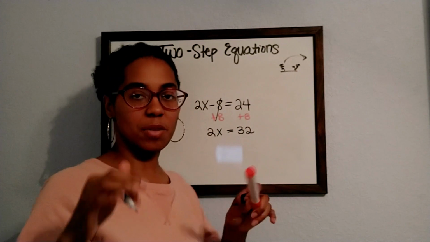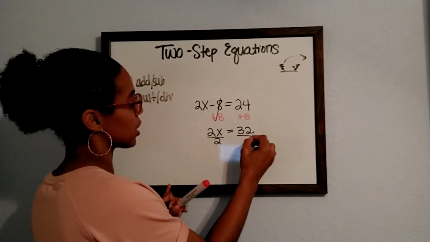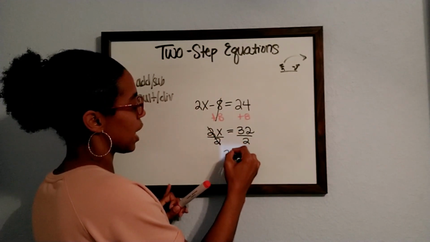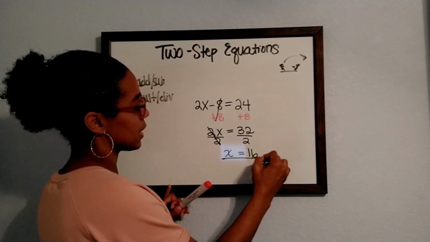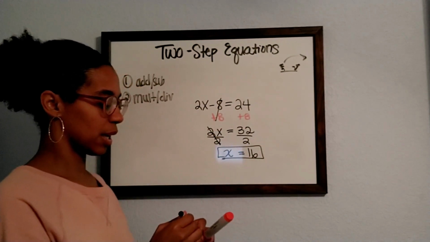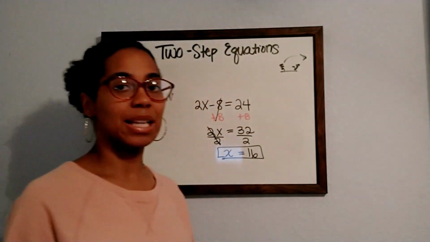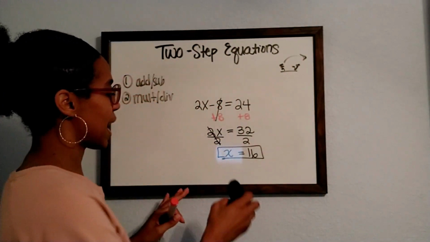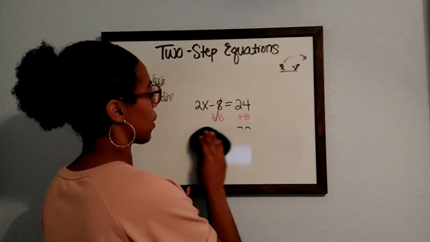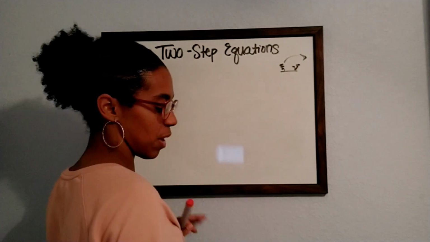Now, my last step is going to be to separate that multiplication. So I'm going to divide both sides by 2. This is going to reduce down to 1, and then x is going to be equal to 16. And you can definitely substitute that back in and make sure that you get the right answer, okay? So you just add or subtract any of the constants first that don't have a variable attached to them, and then to separate that variable at the end, you're going to multiply or divide.